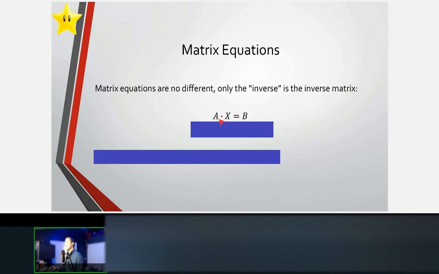Well, with matrices, same idea. If you want to get rid of this A matrix, you have to multiply both sides by its inverse. Now, remember, the inverse is not as easy as just flipping it like a number, where 5 becomes 1 over 5. You can't do that with just a matrix. So we have to find the inverse of that matrix like we did on Friday.